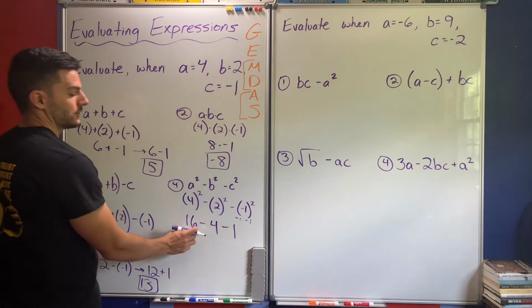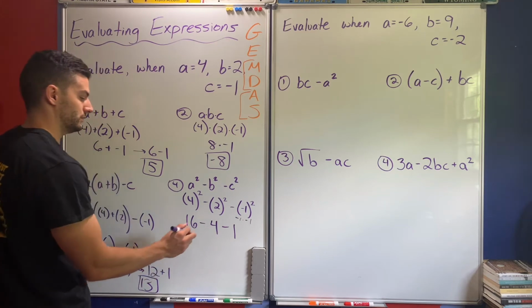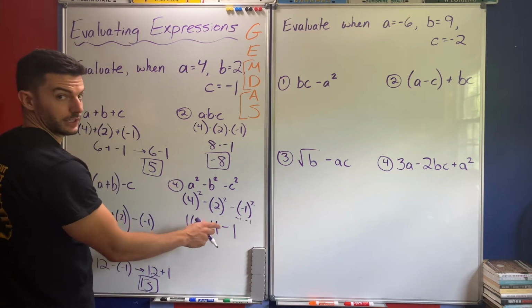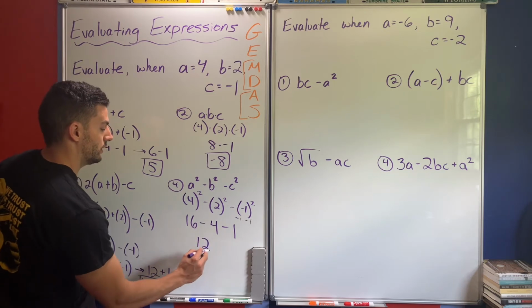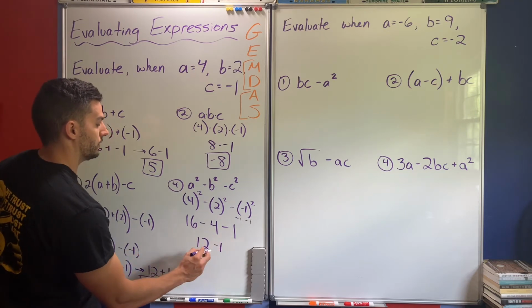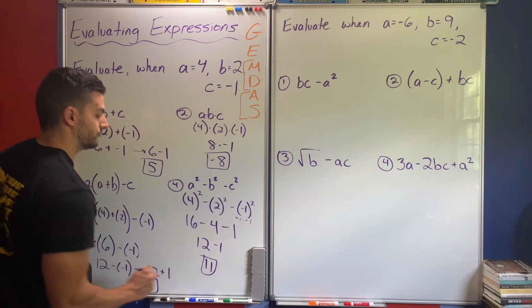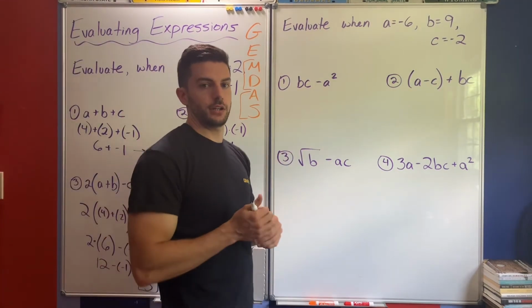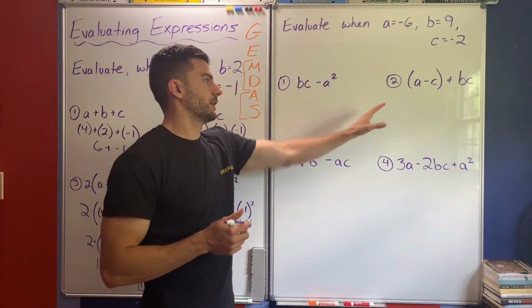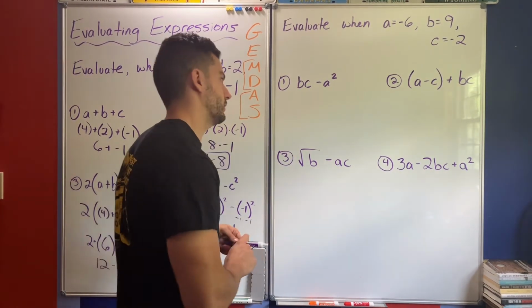Okay, so I have 16 minus 4 minus 1. So 16 minus 4, let's just do that first. 16 minus 4 is 12. Minus 1, I bring that down, so 12 minus 1 is 11. Okay, there we go. So I'll show you here how you do these. If you went about it yourself already, awesome, you can check your answers.